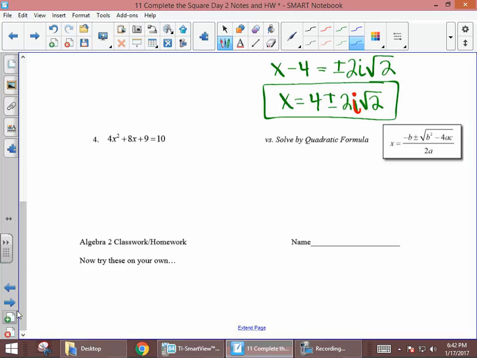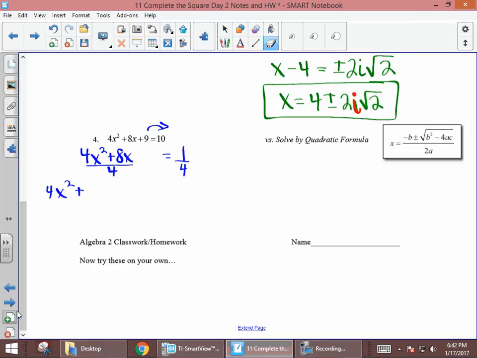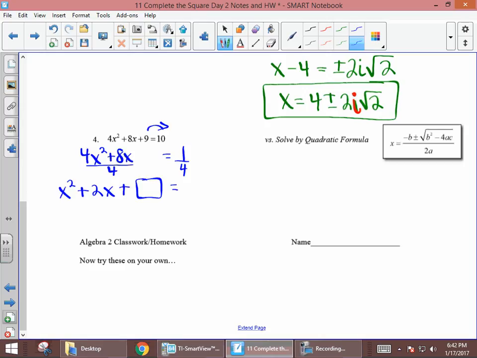I'm going to start by moving that 9 to the other side, and I get 4x squared plus 8x equals 1. Now I'm going to divide by 4. And this is x squared plus 2x. Now I need to add something here, equals 1/4 plus that same something.